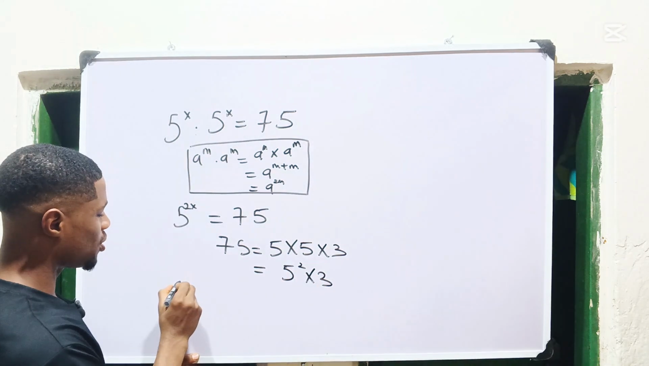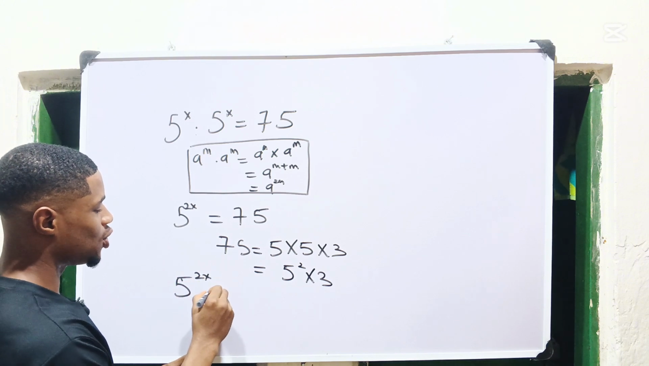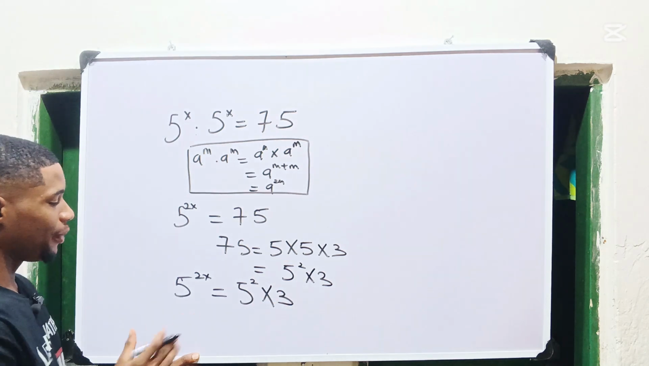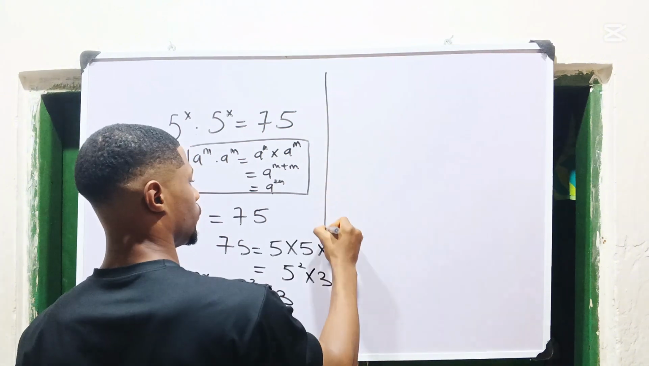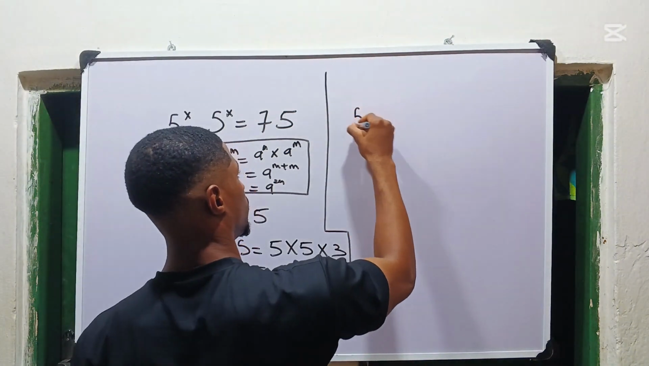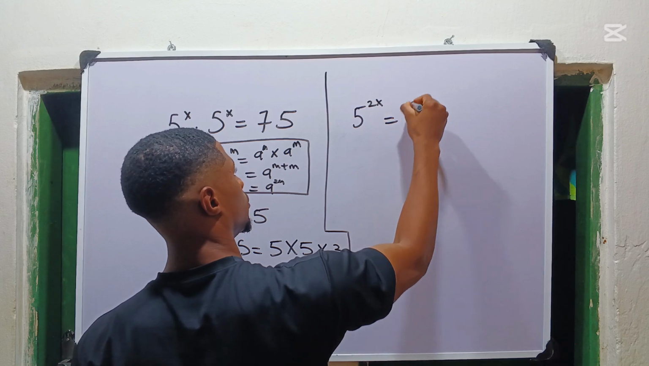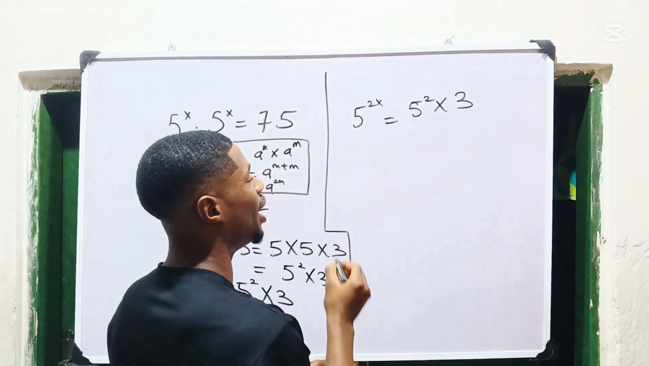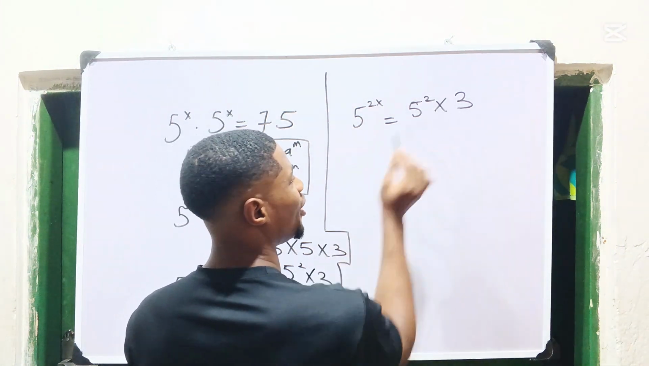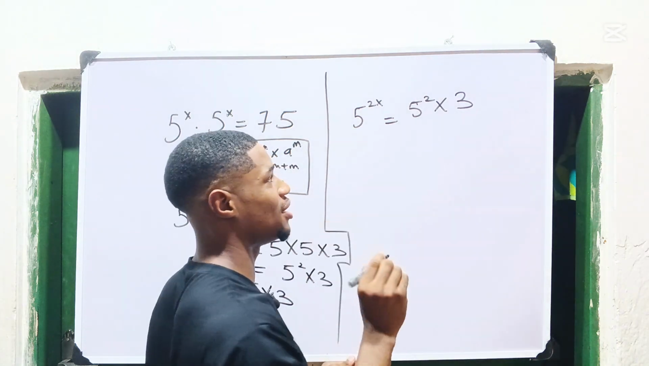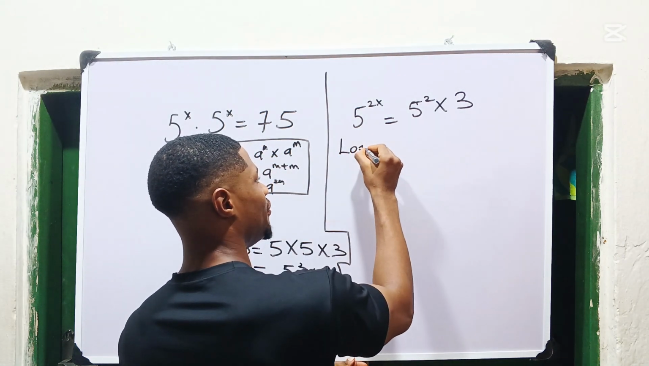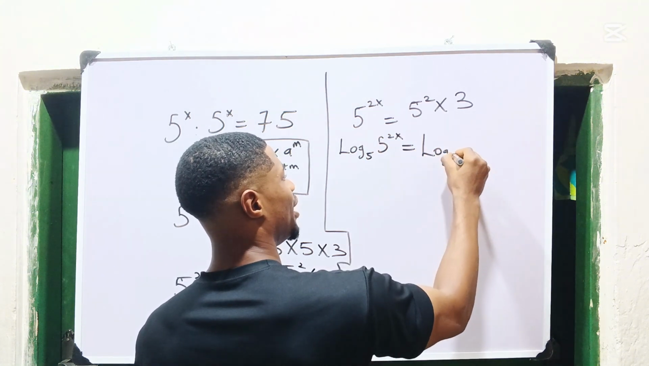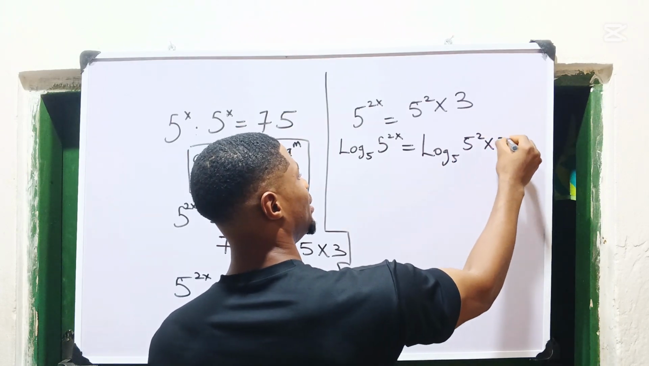Now this becomes 5 raised to power 2x equal to 5 raised to power 2 multiplied by 3. Now from here, what can we do? Continuing from here, we have 5 raised to power 2x equal to 5 raised to power 2 times 3. We can decide to take the logarithm in base 5 of both sides. So we say logarithm in base 5 of 5 raised to power 2x is equal to logarithm in base 5 of 5 raised to power 2 multiplied by 3.